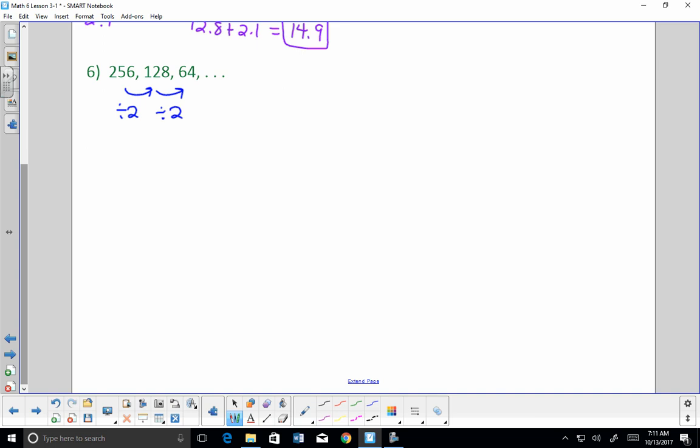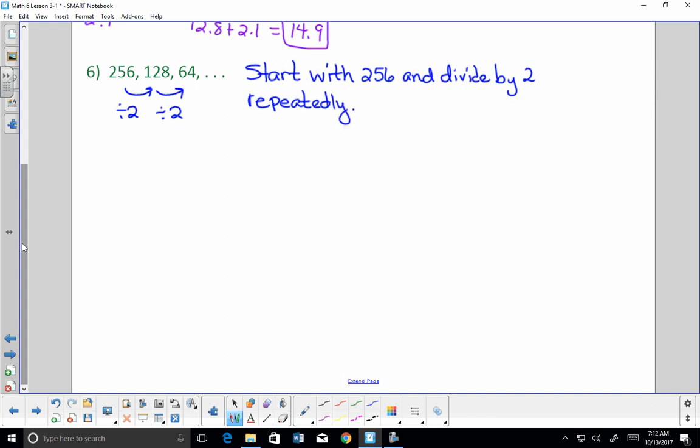So there's my pattern. Start with 256 and divide by 2. Repeatedly. You always have to tell people what number you're starting with, what you're doing, and how long you should repeat it. If you say repeatedly, that means without end.